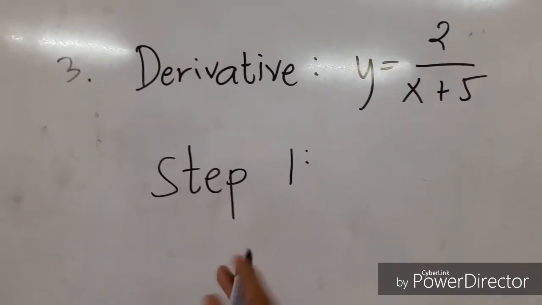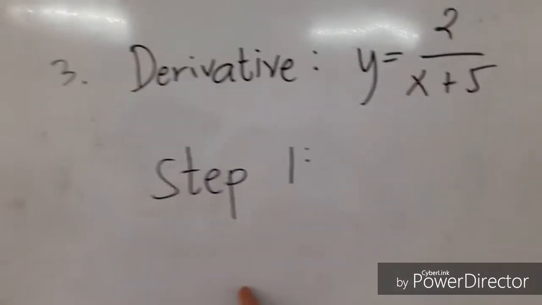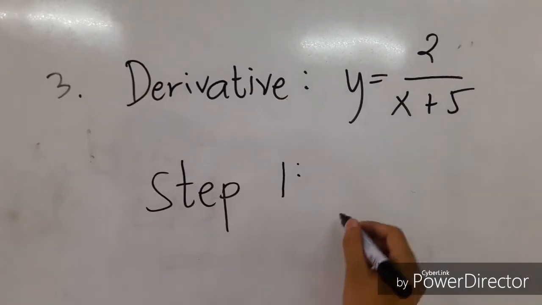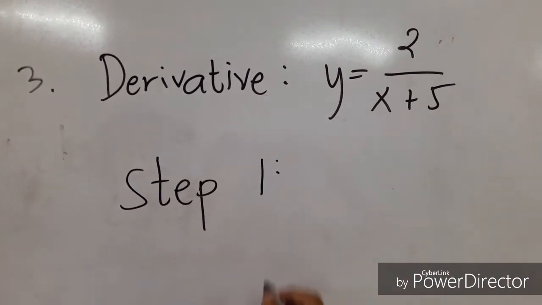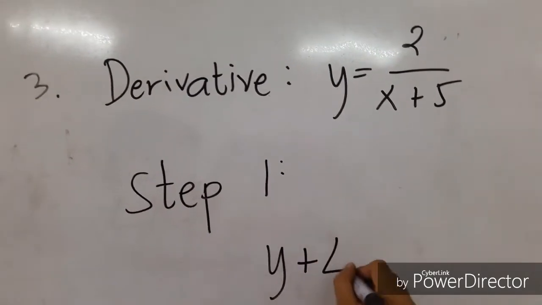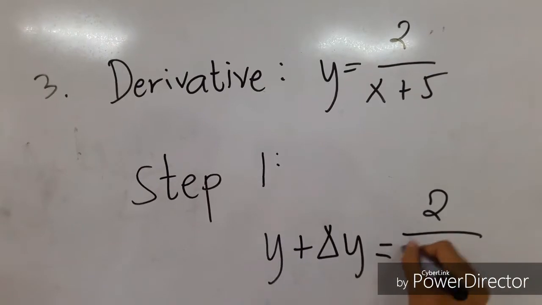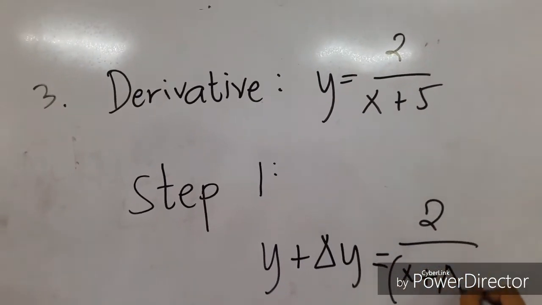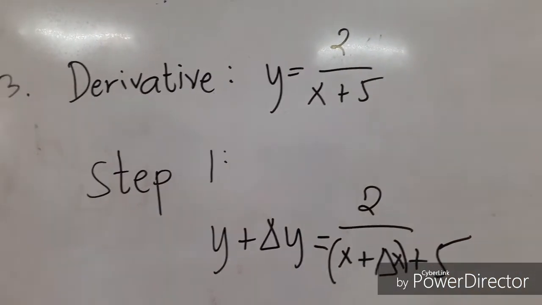Number 3. The derivative of y is equal to 2 over x plus 5. So step 1, we change x with x plus delta x and y with y plus delta y. So y plus delta y is equal to 2 over (x plus delta x) plus 5.